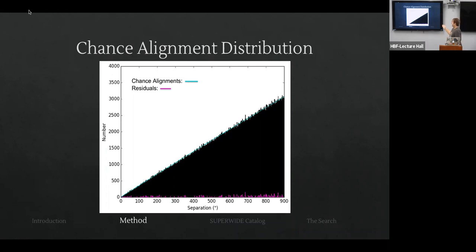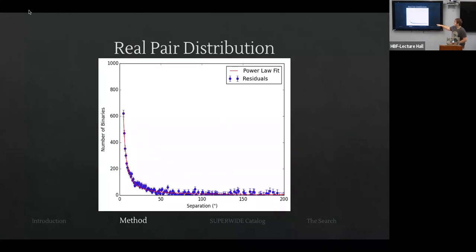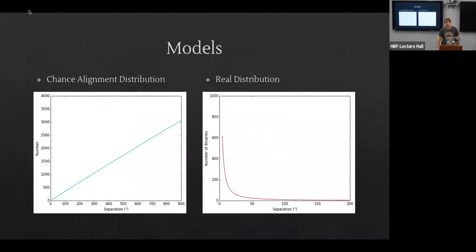And so we take this, we go back to that previous plot and subtract it off. And what you get is this real pair, the residuals, which represent the real pair distribution. And so in the end, we have our two models. We have the chance alignment, we have the reals, and so we're able to plug that into the probabilities in order to figure out which ones are actually real wide binaries. And so we're able to do this for the proper motions and the distances.